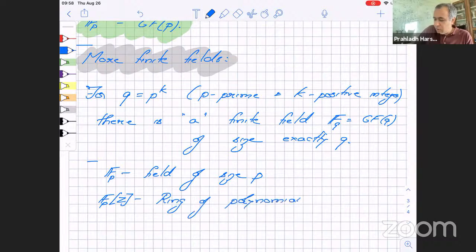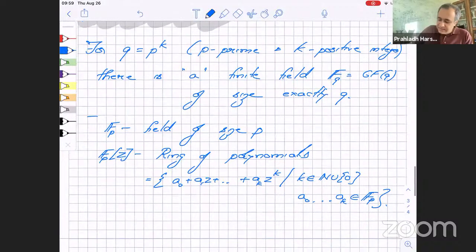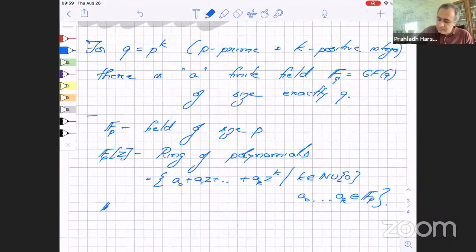I'm using the word ring here, but all I mean is the set of all polynomials with coefficients coming from this field F_p. So this is the set of all polynomials of the form a0 + a1 z + ... + ak z^k, for any k in the naturals, that is, any non-negative integer, where a0 to ak belong to F_p. Take any such object.